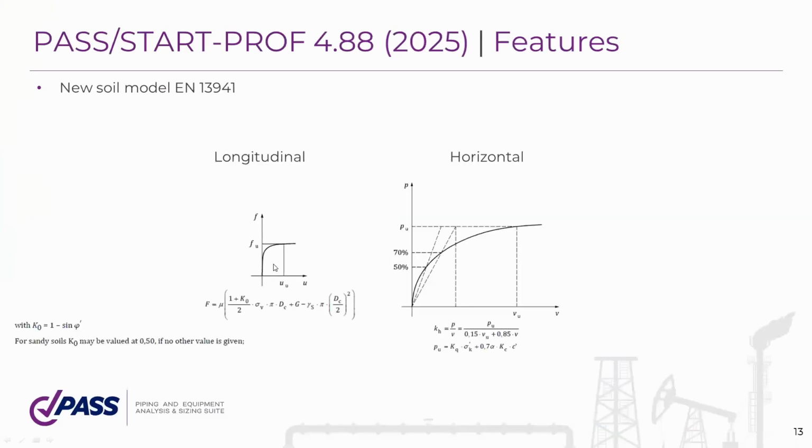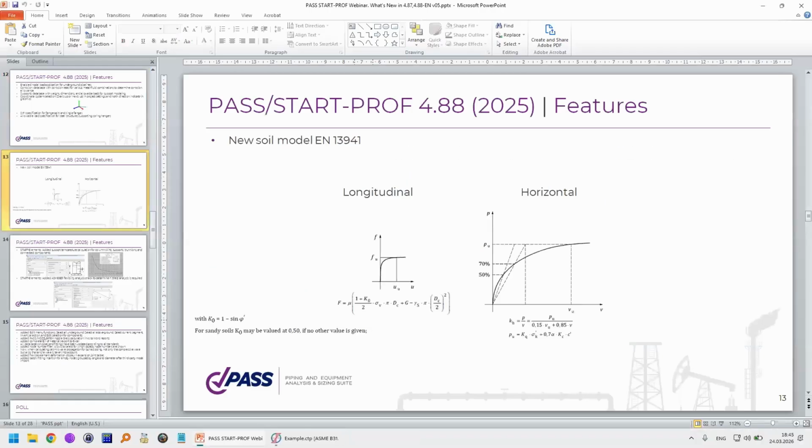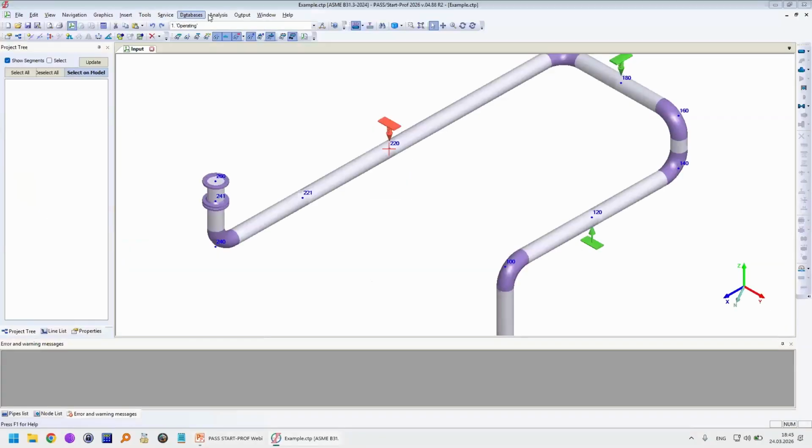And also we added a new soil model according to the EN code, European code. This is the longitudinal spring properties and horizontal spring properties. We plan to add several more soil models, so you can choose which model to use. And actually, all those models will use the same database.